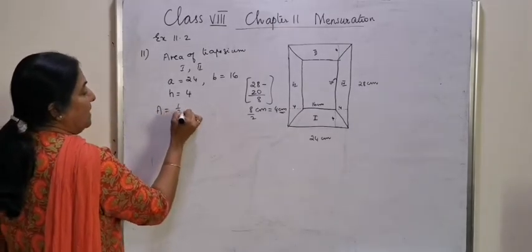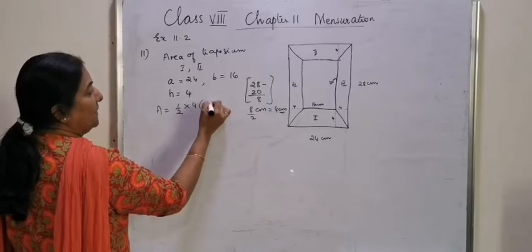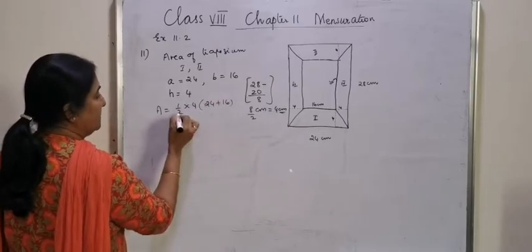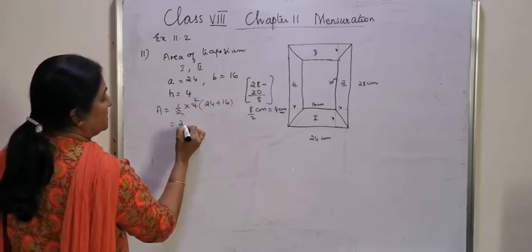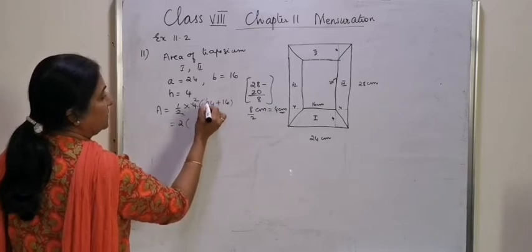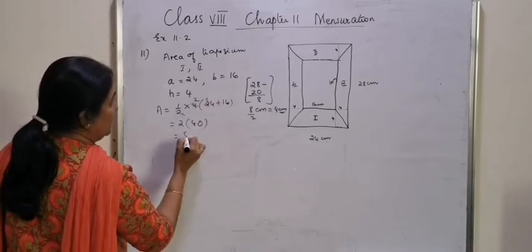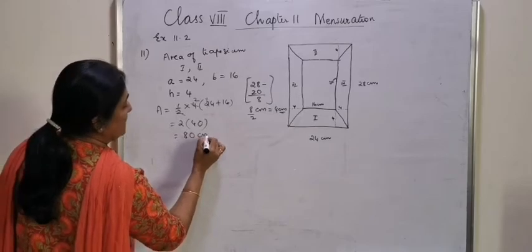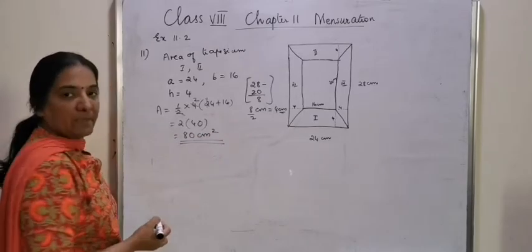Area is equal to half into 4 into 24 plus 16. That is 2 into 40, which is equal to 80 centimeter square.